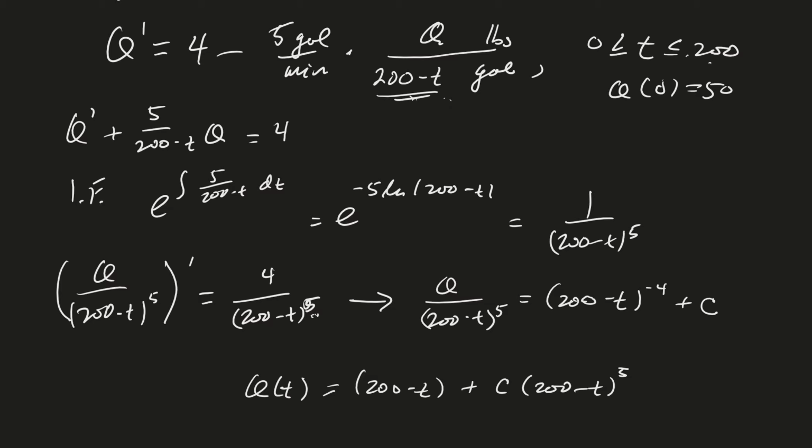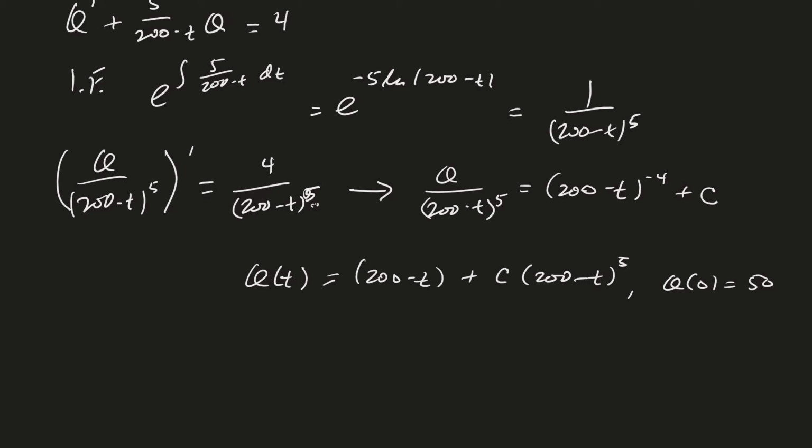Now we could solve for C, right? Let's go ahead and do it. We can do it quick as a bunny here. Q of 0 is 50, so 50 is equal to 200 plus C times 200 to the 5th. Now I'm not going to multiply that out. Leave that as 200 to the 5th. And so C is going to be minus 150 divided by 200 to the 5th. Okay, and so you would just plug that in here, and that would give us our solution.